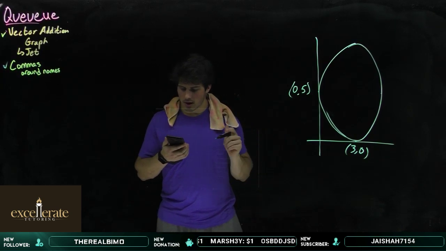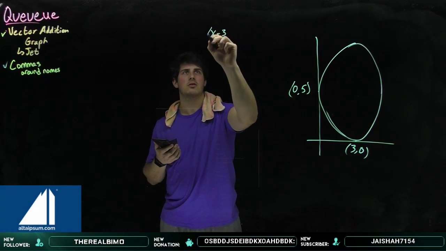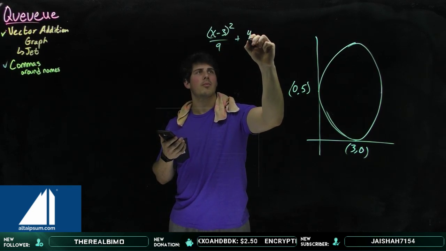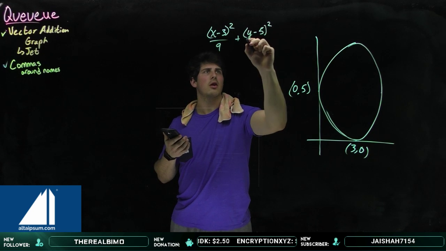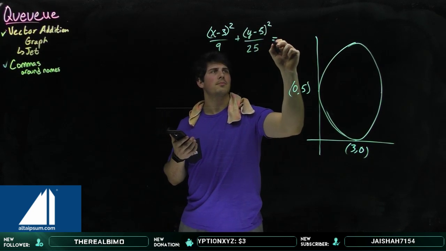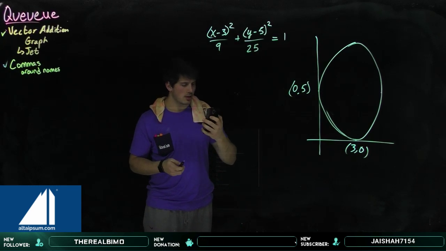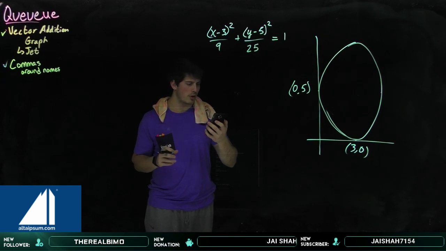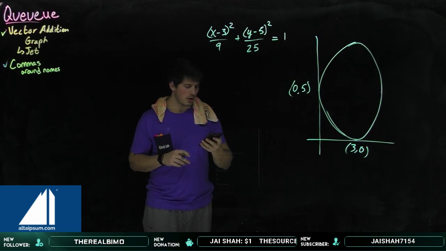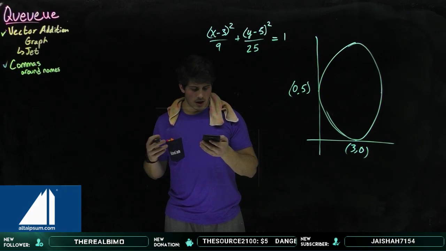Okay. The ellipse shown here has the equation (x minus 3) squared over 9 plus (y minus 5) squared over 25 equals 1. And they're asking, which of the following ordered pairs are the foci of the ellipse? One of them is a focus, two of them are foci. They give us these options. I'm not too worried about it.